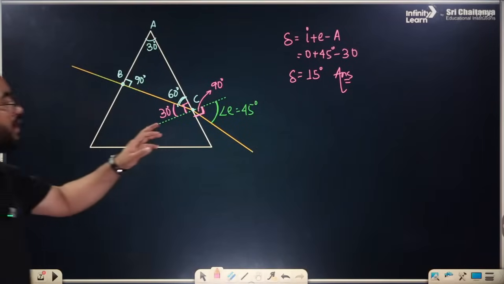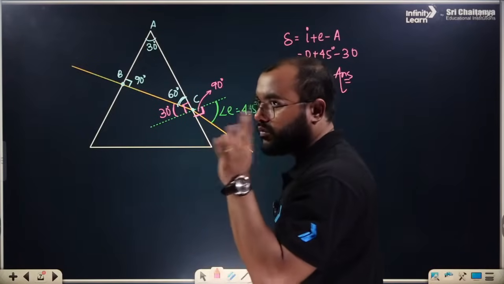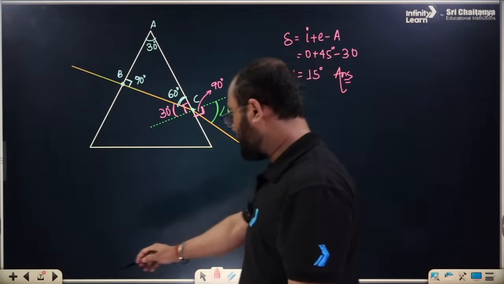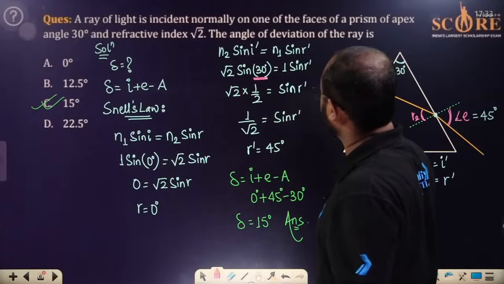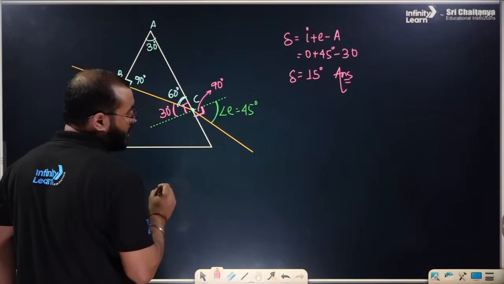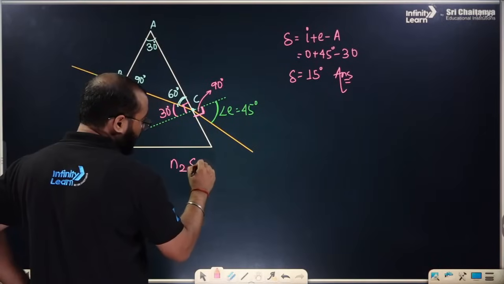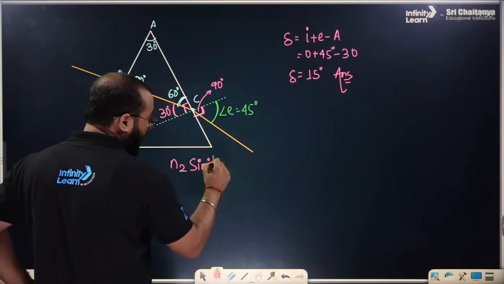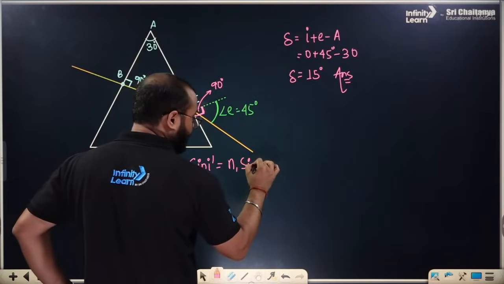Or if you see, when we talk about this 45 degree, we can find it by the equation also. Put this equation over this point, because we have found out the 30 degree. So we can say that is going to be N2. Then sine of incident I will be equal to N1 sine R.